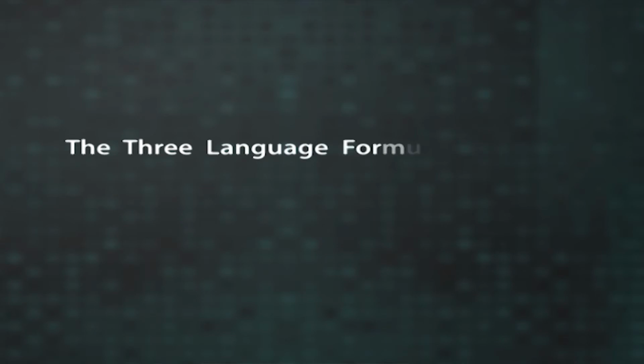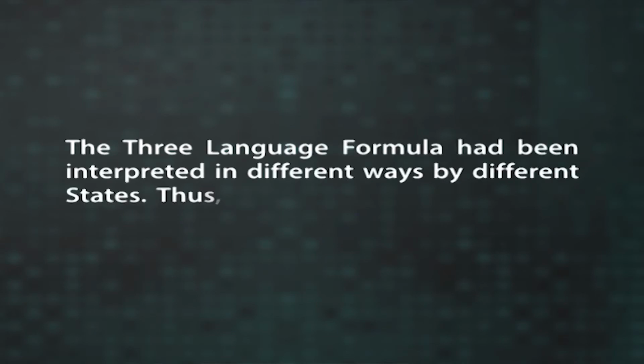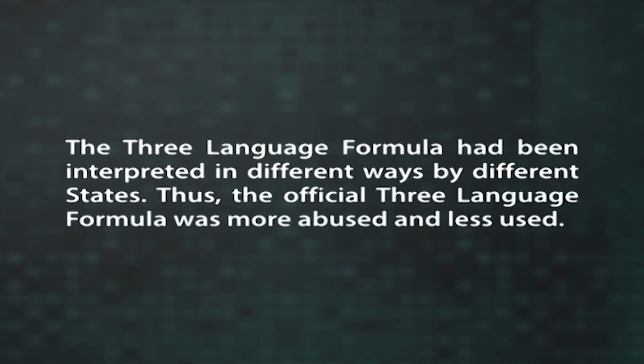Eventually, this formula got modified, making Hindi no longer compulsory for non-Hindi areas, with English taught in place of Hindi. Later, English became the most common second language in all the states in India. The 3 language formula had been interpreted in different ways by different states. Thus, the official 3 language formula was more abused and less used.